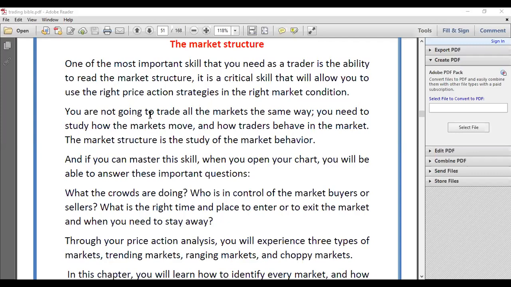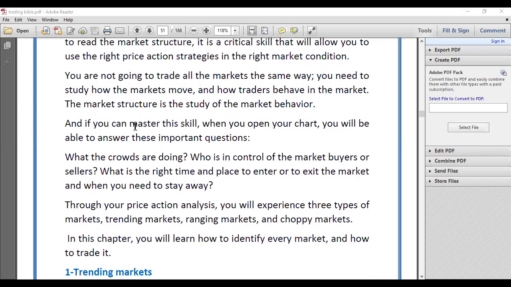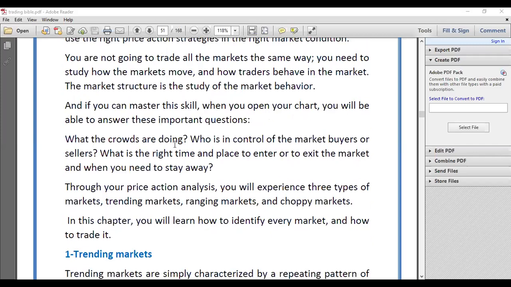You need to study how the market moves and how traders behave in the market. The market structure is the study of market behavior. If you can master this skill, when you open your chart you'll be able to answer these important questions. What the crowds are doing, who is in control of the market, buyers or sellers, what is the right time and place to enter or exit the market, and when you need to stay away. You should be able to answer these questions before you place any trade.